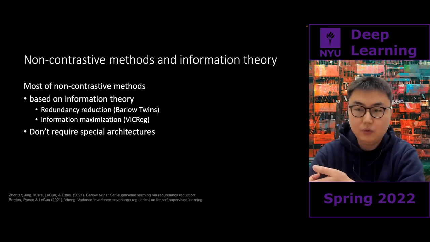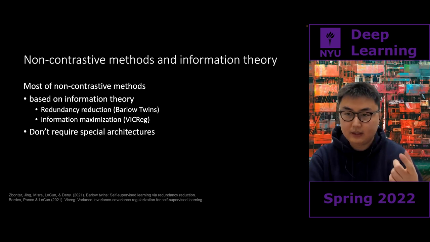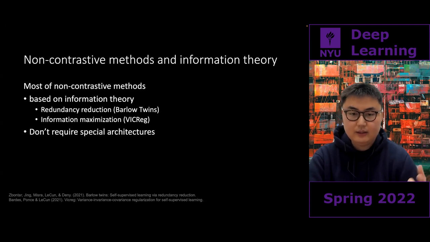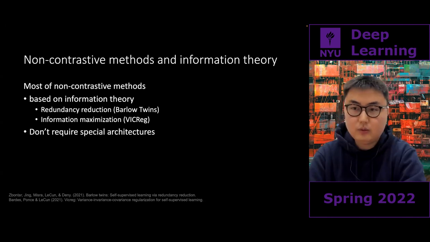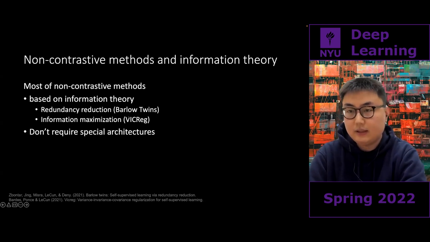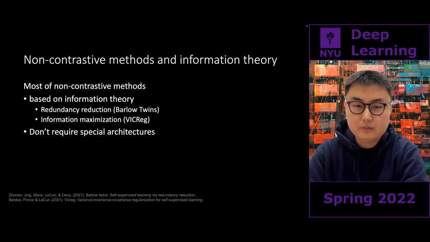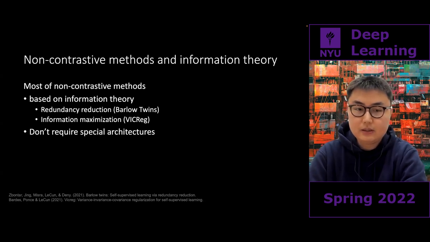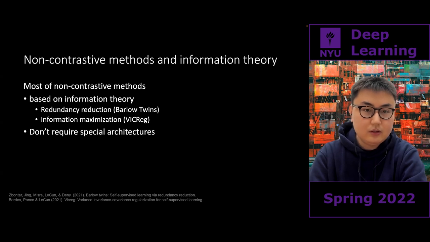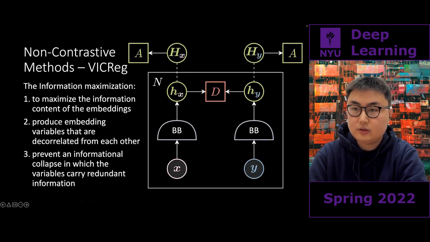Like Barlow Twins. Or the information content of the representation should be at its maximum. You should maximize the information content of the representation. That's VICReg. The advantage of those two methods and some other methods, like TCR, which I won't mention, is that they don't require special architectures. You can basically train with a basic setup, without too many engineering tricks. So today I would mostly introduce VICReg, which is based on this information maximization principle.